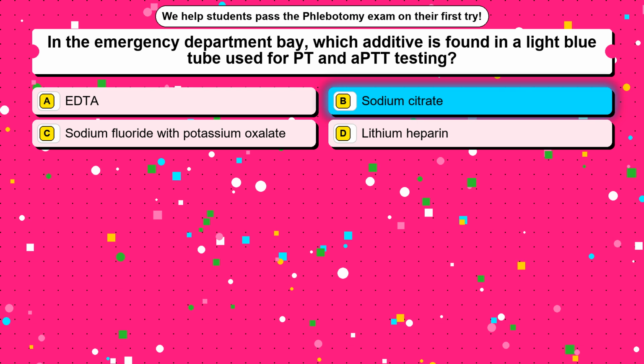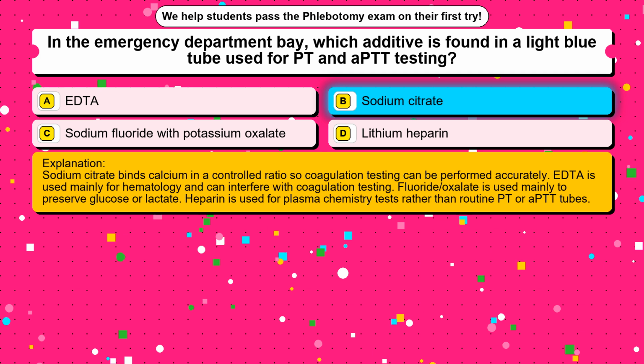Sodium citrate. Sodium citrate binds calcium in a controlled ratio so coagulation testing can be performed accurately. EDTA is used mainly for hematology and can interfere with coagulation testing. Fluoride/oxalate is used mainly to preserve glucose or lactate. Heparin is used for plasma chemistry tests rather than routine patient or APTT tubes.